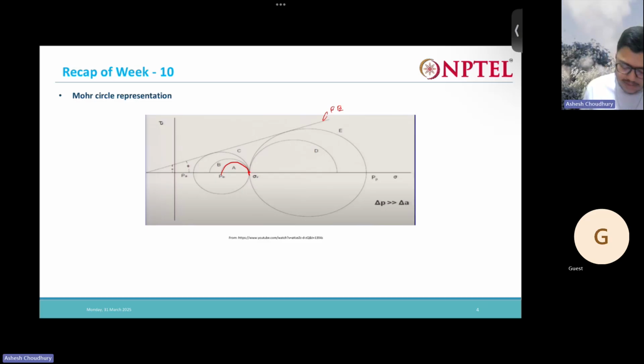Now for the active case, if you want to get the active earth pressure, what you want to do? You want to draw a Mohr circle in such a way that it is tangent to the failure envelope. This point will give you the active earth pressure. So this point represents the failure point, where it touches the tangent. And if you draw this angle, this is nothing but 45 plus phi by 2.